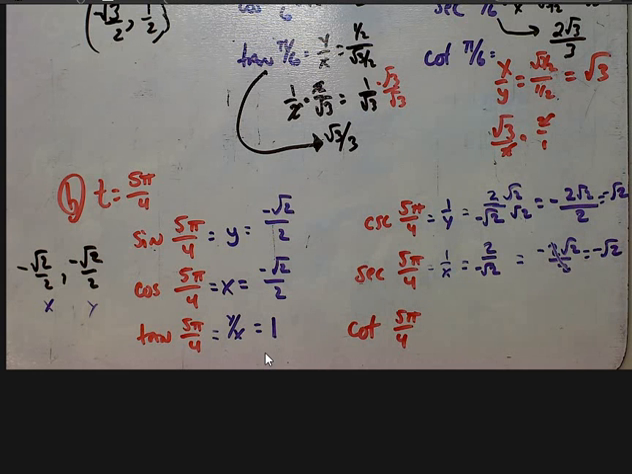And then for cotangent, cotangent is known as x over y. And since cotangent and tangent are just reciprocals of each other, this is also going to give us 1. This one was 1 also. So there we go. There's how you do the 5 pi over 4.